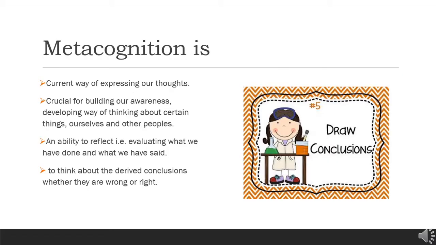In conclusion, metacognition is a way of expressing our thoughts, crucial for building our awareness and developing ways of thinking about certain things, ourselves and other people. It is an ability to reflect, that is, to evaluate what we have done and what we have said, and to think about the derived conclusions, whether they are wrong or right.